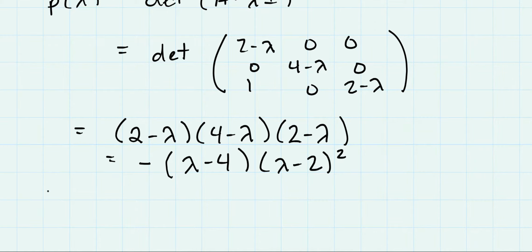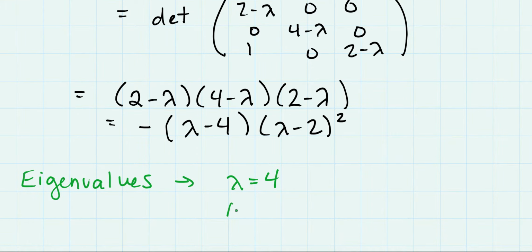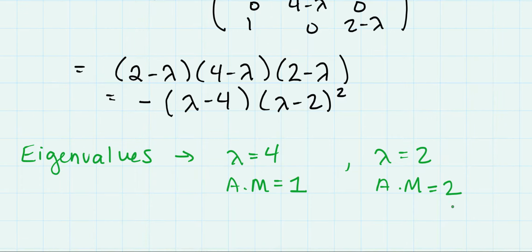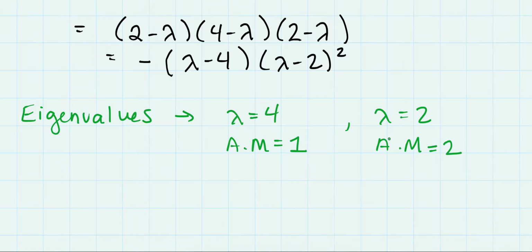You can see that the eigenvalues are lambda equal to 4, which has an algebraic multiplicity of 1, and lambda equal to 2, which has an algebraic multiplicity of 2. To show that this matrix is defective, we only need to show that the geometric multiplicity is equal to 1 for this eigenvalue. Okay? So we need to find the eigenspaces.